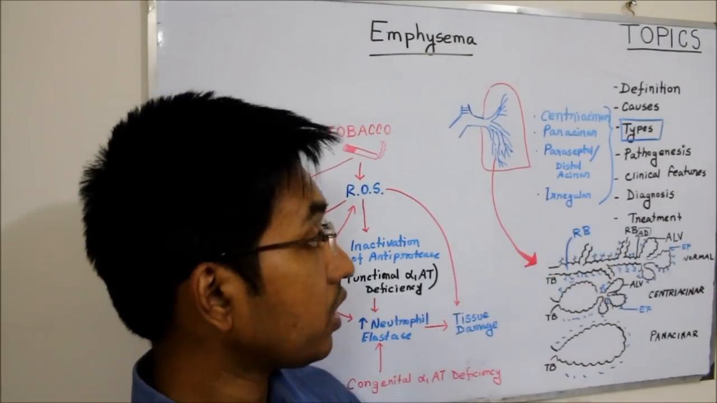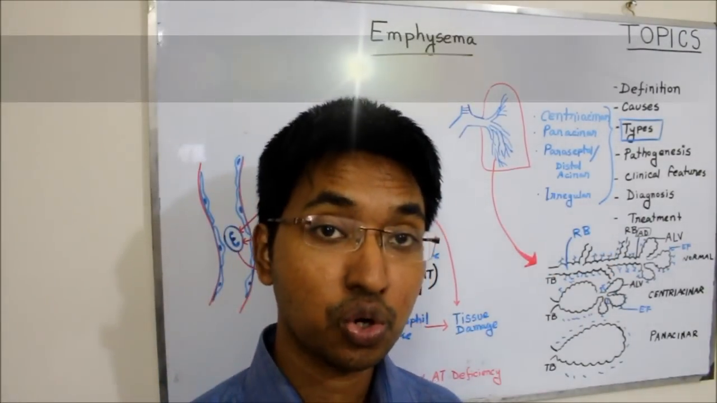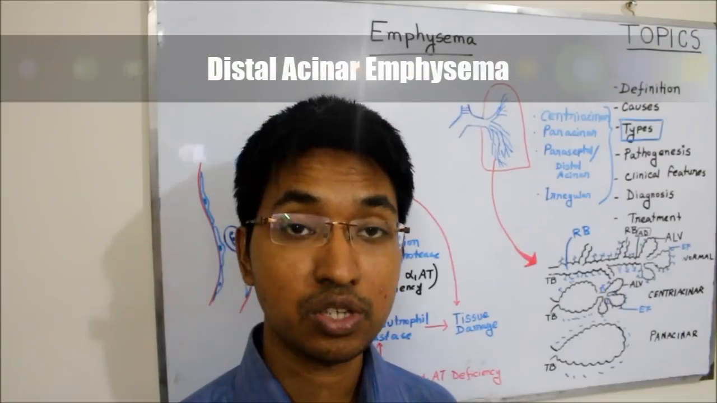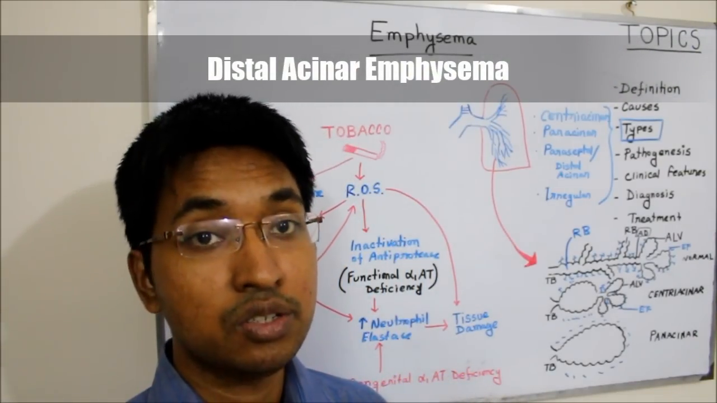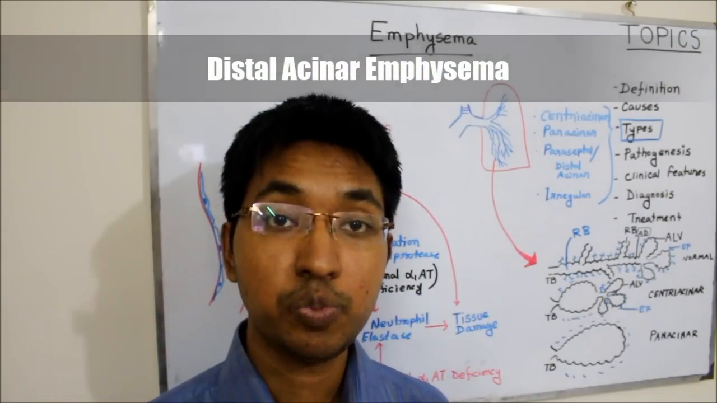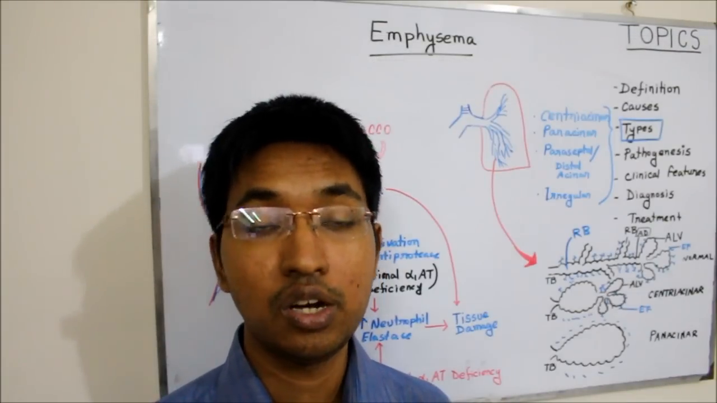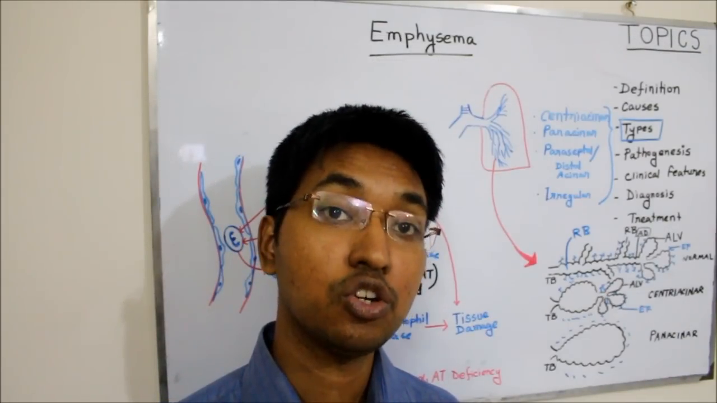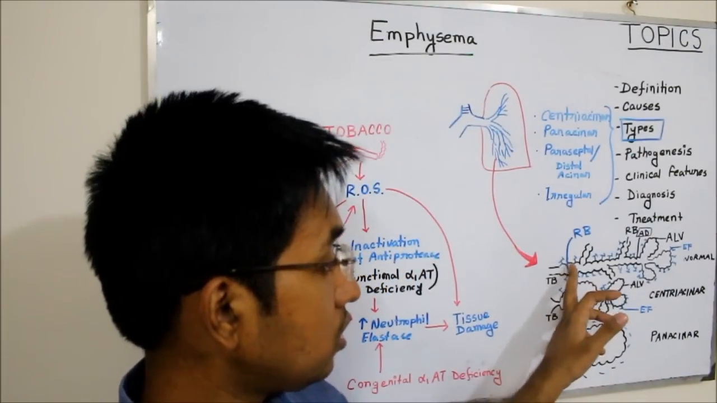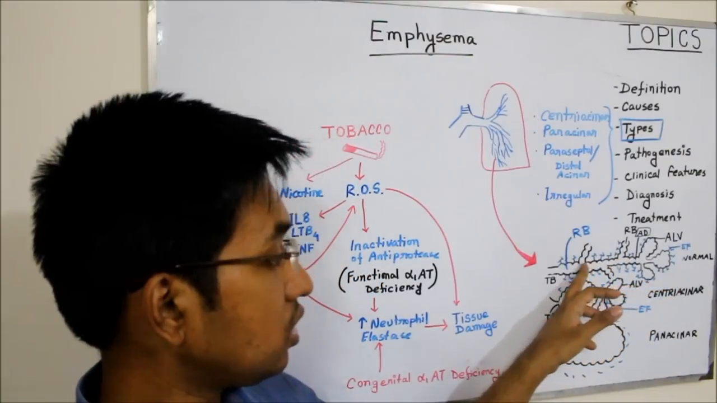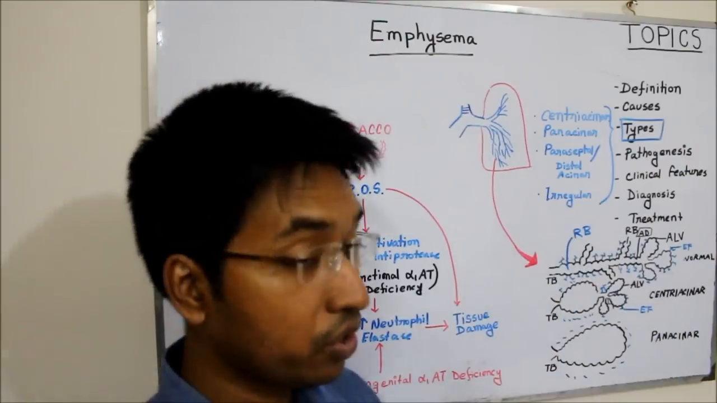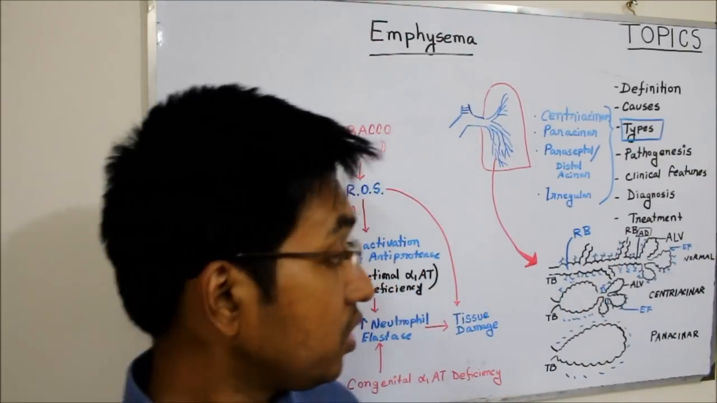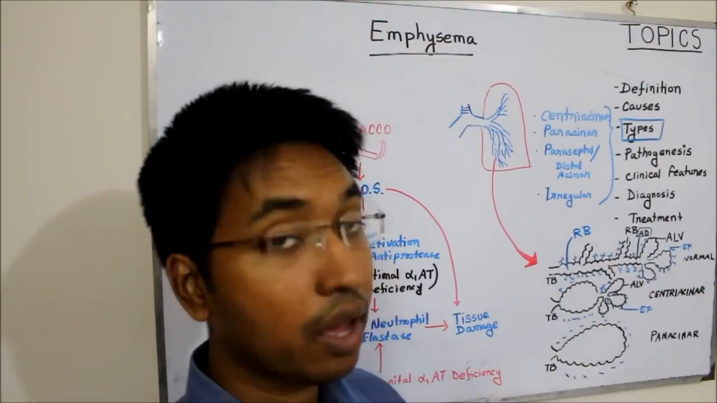Regarding the Distal Acinar emphysema, which is also known as Paraseptal emphysema, in this variety, the central portion, that is the respiratory bronchiole of the respiratory acini, is normal. Okay, so this zone will be normal in the Distal Acinar type of emphysema. However, the distal part, that means these areas, will be affected.